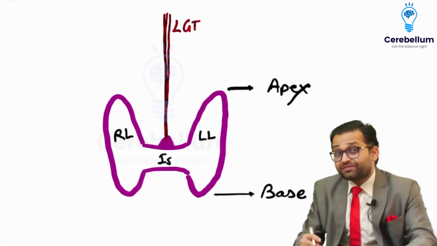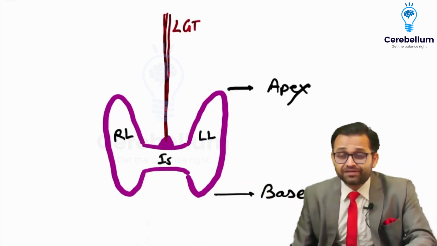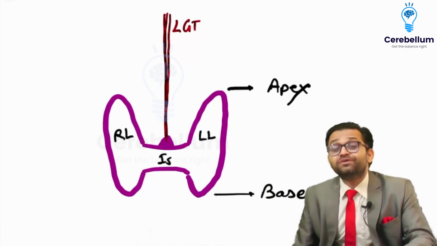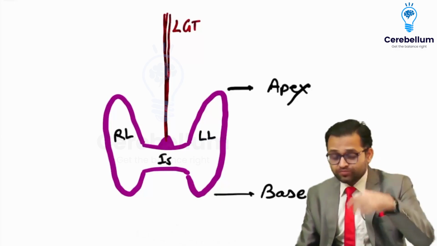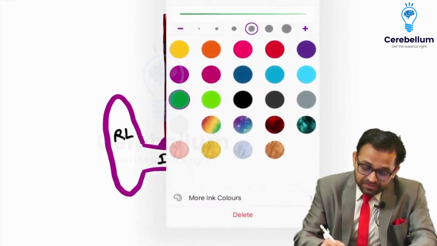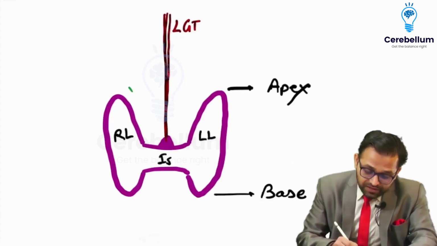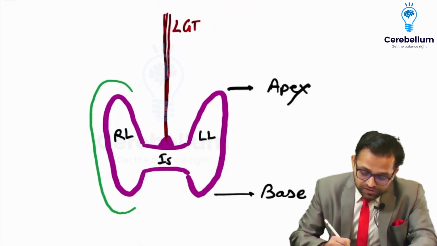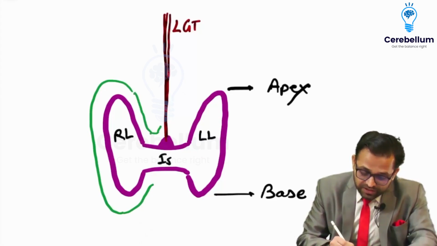Now look, the thyroid gland is protected by collagen, by fat, by the capsule. Two types of capsules are present. The outside capsule is the false capsule. Yes, sir. It is our outside capsule.